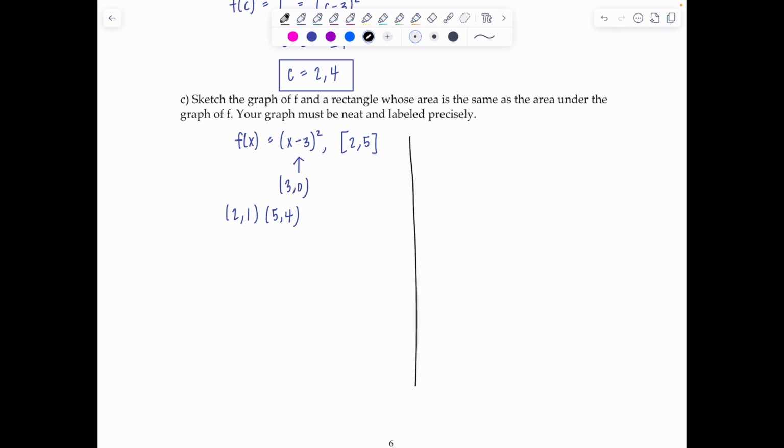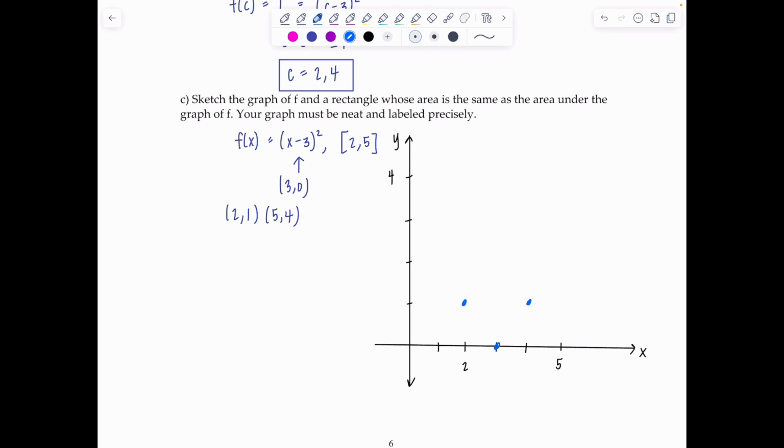And then the average value tells me what the height of the rectangle needs to be. Since the average value was 1, that's how tall my rectangle is going to be on this interval. Okay, so we'll go up to 1, 2, 3, 4, 5. Perfect. So at 2, my y value is 1. At 3, it's 0. At 4, it's 1. And at 5, it's 4. So here's the parabola. And then f average was equal to 1. So that's the height of the rectangle on the same interval.